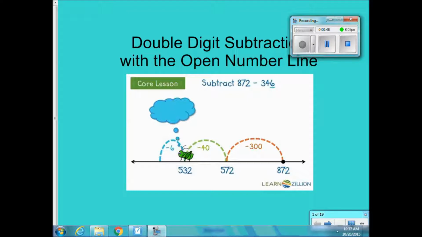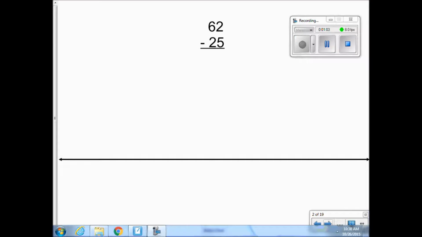We're going to do some double-digit subtraction using the open number line. Some of this stuff is going to be familiar to you, which is a good thing. You can transfer what you already know. Some of it's going to be new. You're going to have to listen very carefully. Let's see. Let's look where we're going to start.